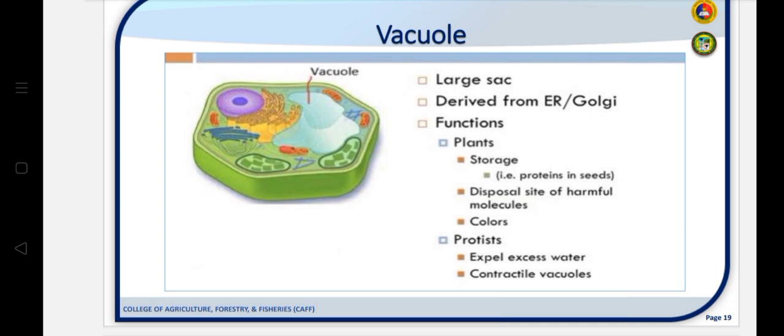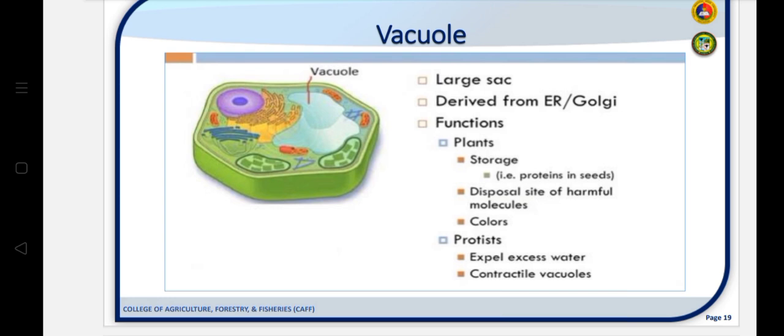Next, let's look at the vacuole. A vacuole is a large sac inside the cell. Vacuoles are formed from the ER and Golgi apparatus. It serves as a storage and support structure. So think of the vacuole like a storage warehouse inside the cell. It keeps food, water, waste, and even colors.